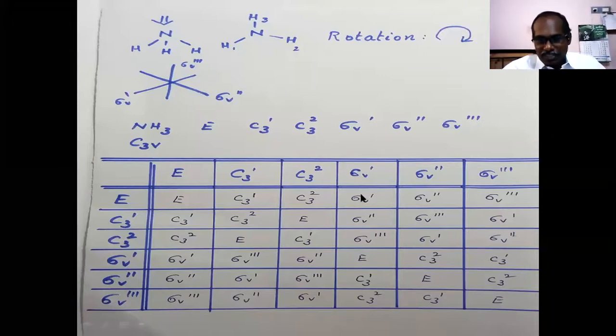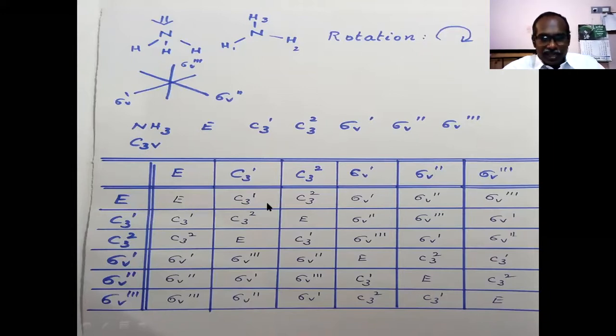Now this is the multiplication table. E, C3 once, C3 twice, sigma V once, sigma V dash, sigma V double dash, sigma V triple dash. Similarly, in the column side, E, C3 once, C3 twice, sigma V dash, sigma V double dash, sigma V triple dash. As usual, the first row and the first column can be easily filled because you are going to multiply by the identity element E.